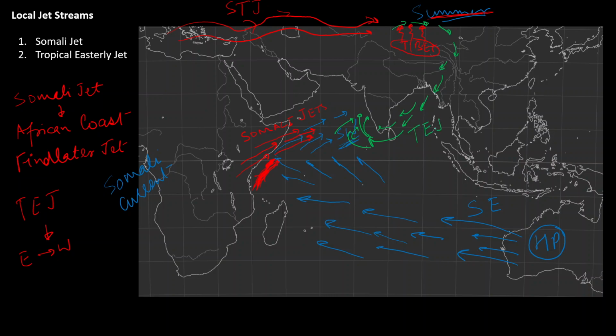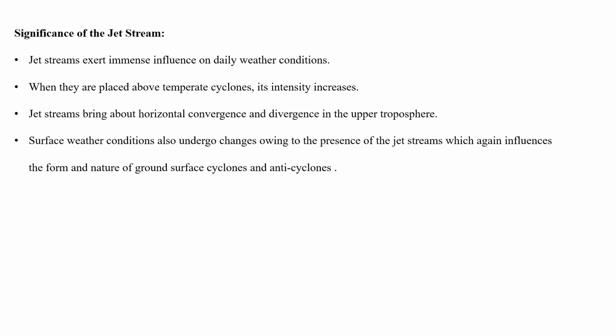tropical easterly jet streams. So we can see here that both these jet streams, the Somali jets or findlater jets and the tropical easterly jets, are very useful for the Indian summer monsoon as they strengthen the southwest monsoonal winds. So these are the few local jet streams.